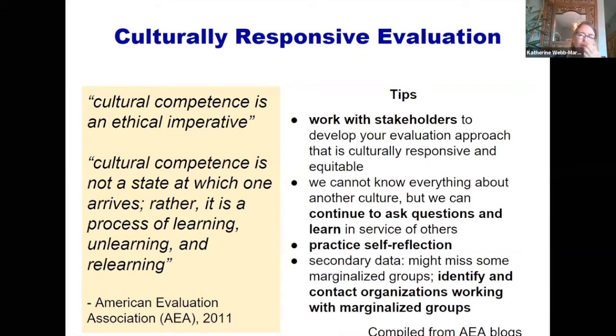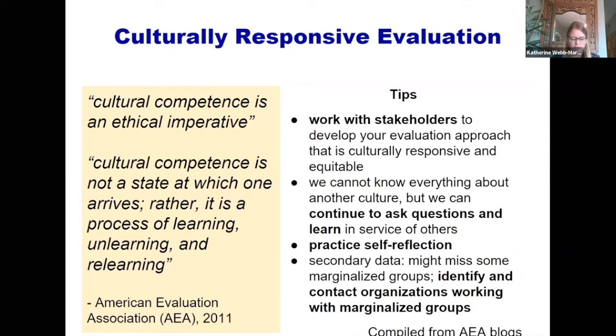Some tips of how this affects your evaluation is think about working with your stakeholders to develop your evaluation, taking a participatory approach. I know that's very much in our culture of how we approach the work that we do. And again, we can't know everything about another culture, and we can just commit to continuing to ask questions and learning in the service of others.